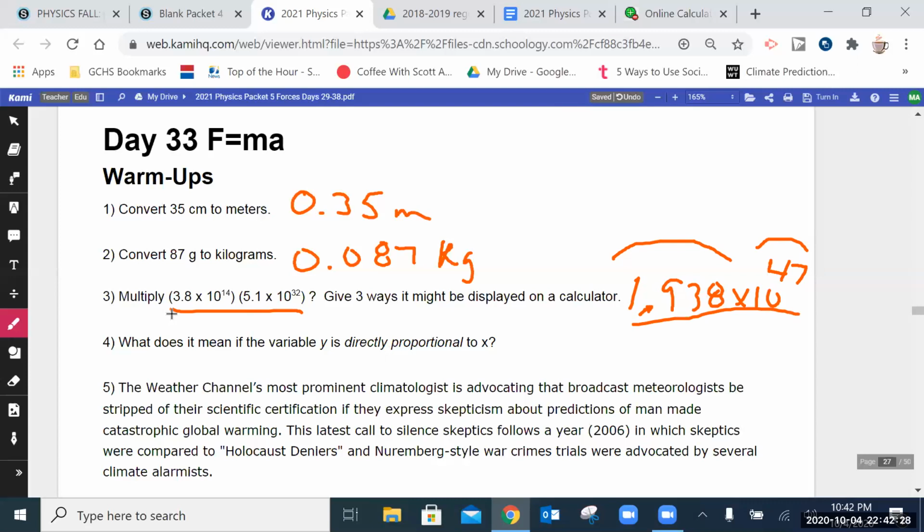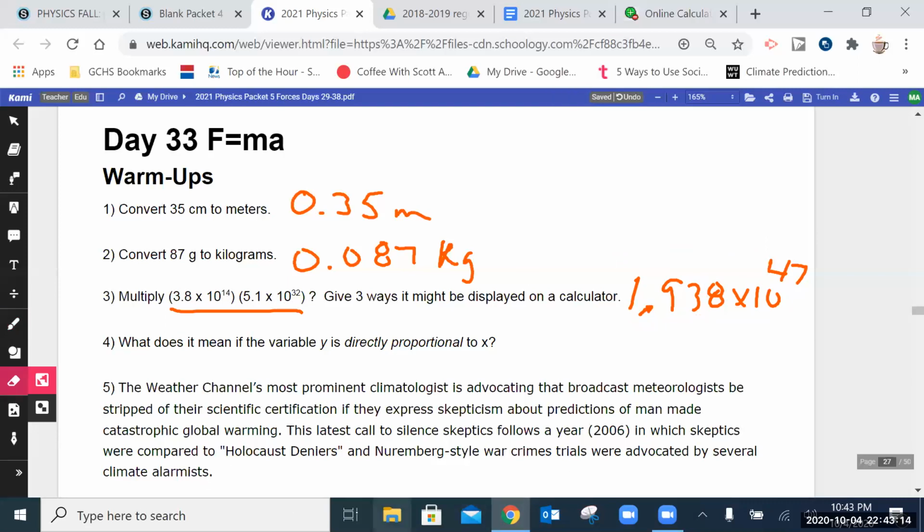So if you have a TI calculator, it'll be 3.8, and then the second function, and then the button right above the 7 button, which says EE, and then you'll type in 14. And then you type in times 5.1, second function, EE, the button right above the 7, 12, and then you press equals and you should get this over here. If you don't, please be sure that you talk to your teacher about it.